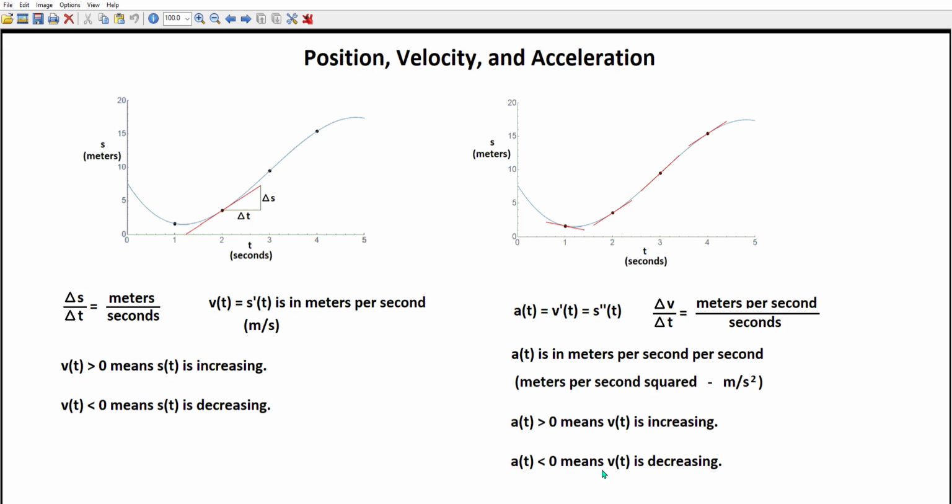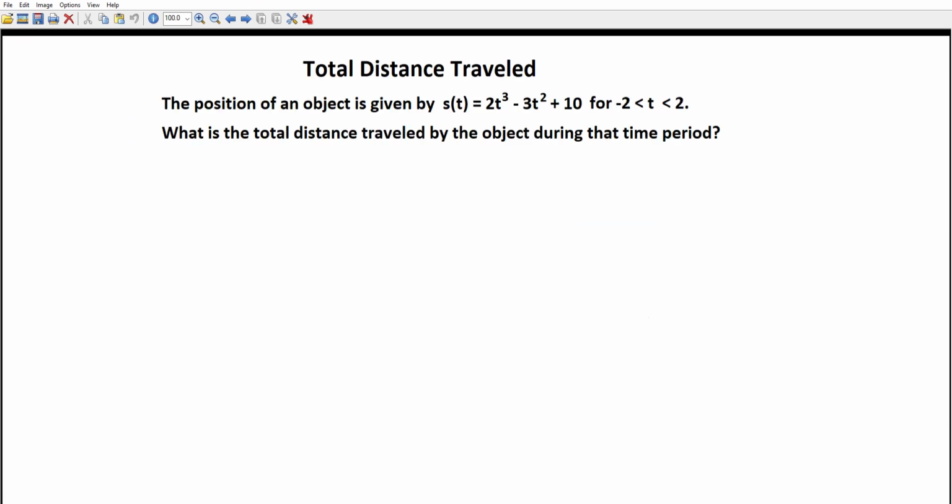Now we're going to use the tools that we've developed to solve a problem that we couldn't do previously, which is: suppose that somebody gives us the position function. How do we calculate the total distance traveled between 2 points in time? The position of an object is given by s of t equals 2t cubed minus 3t squared plus 10 for the time period between t equals minus 2 and t equals 2. What is the total distance traveled by the object during that time period?